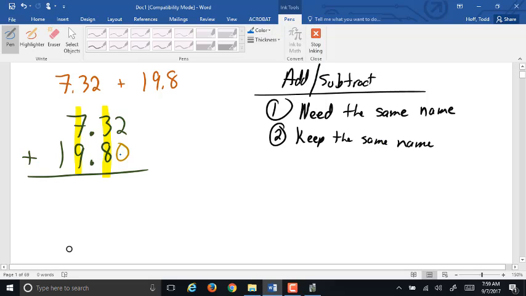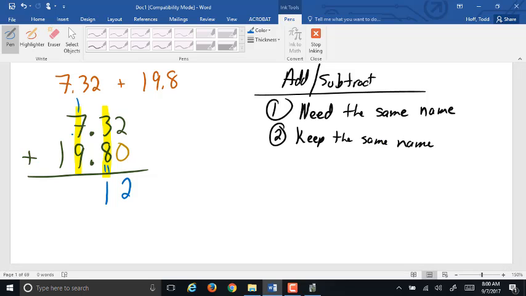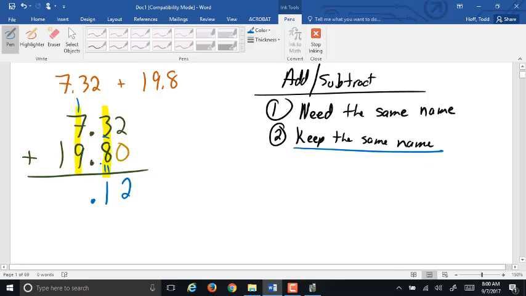2 plus 0 is 2. 3 plus 8 is 11. So I have 1, carry the 1. Notice the decimal point does not affect my carrying at all. Now before I do that next column, what should I do? Bring the decimal point straight down. Bringing that decimal point straight down is keeping the same name. The tenths stayed tenths. The ones are going to stay ones. 1 and 7 is 8 plus 9 is 17. So again, we keep the 7, carry the 1. 1 and 1 is 2. So 27.12.